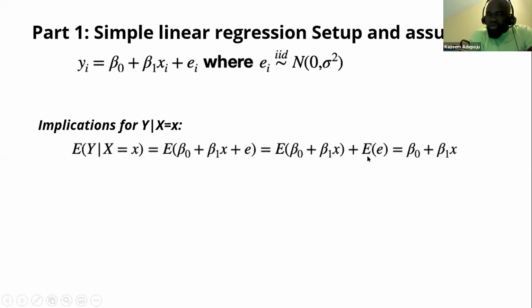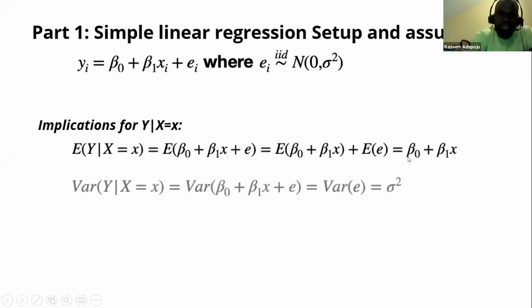And what is the expected value of the error? The expected value of error is 0. So if I put 0 here, the expected value of this remains this, because everything here is more or less a constant, and a constant is not subject to variation. The expected value of a constant is a constant, and that's why I have this one here. Can you see that now? The expected value of the error is 0.